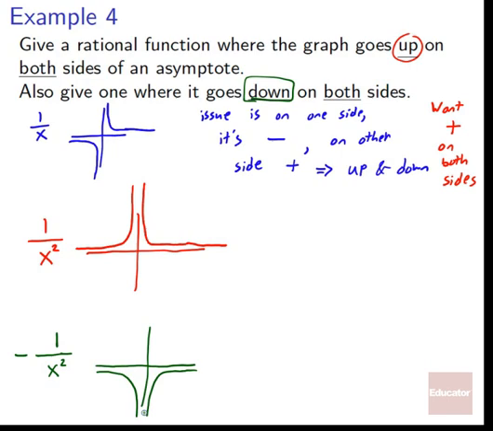So a simple way to make both sides go in the same direction is by having it be squared, or having it be negative and then squared. Great. Not negative and then squared, because that'd be positive, but a negative square, because then it's a square number times a negative. Cool. All right.